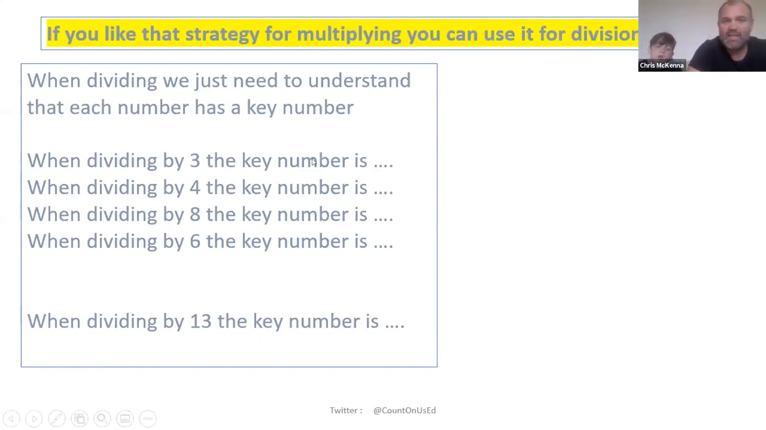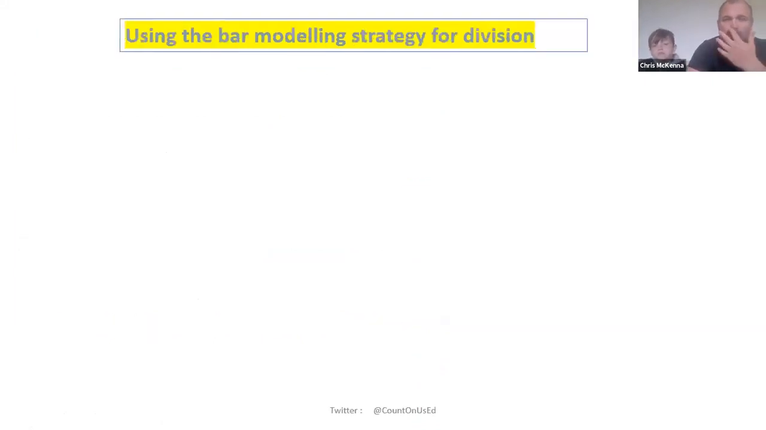When dividing by 3, the key number is, as we mentioned earlier, 30. When dividing by 4, the key number is going to be 40. When dividing by 8, the key number is going to be 80. And when dividing by 6, the key number is going to be 60. If I was dividing by 13, the key number would be 130. Okay, so let's quickly do a couple of examples of this.